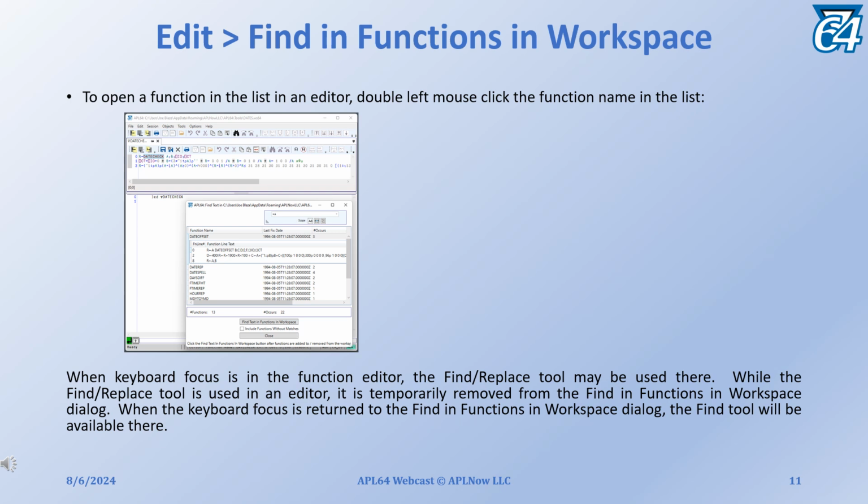To edit a function in the list, double left mouse click the function name in the list. When keyboard focus is in the function editor, the Find Replace tool may be used there. While the Find Replace tool is used in an editor, it is temporarily removed from the Find in Functions in Workspace dialog. When the keyboard focus is returned to the Find in Functions in Workspace dialog, the Find tool will be available there.